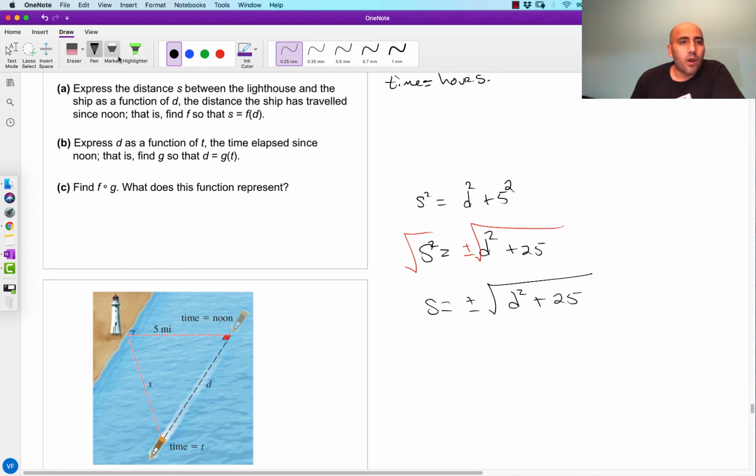Now, we get to automatically ignore the minus because s is a distance. It can't be negative, so we ignore the negative.